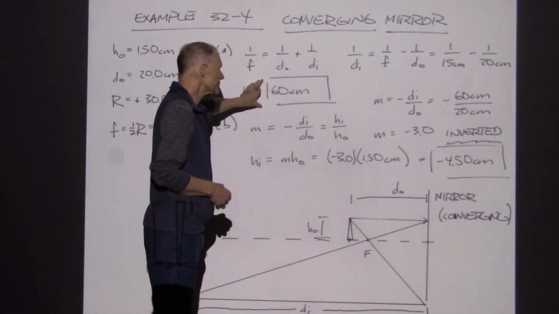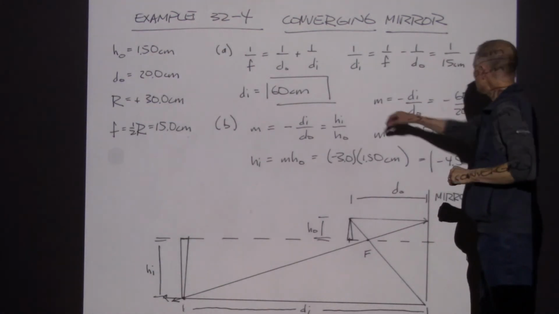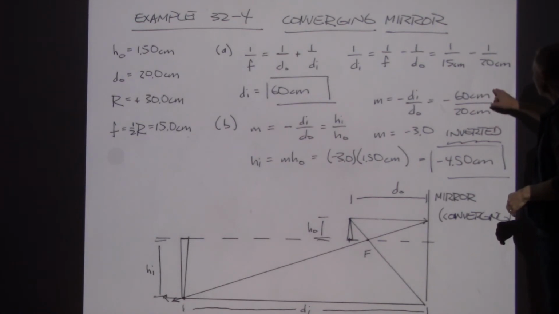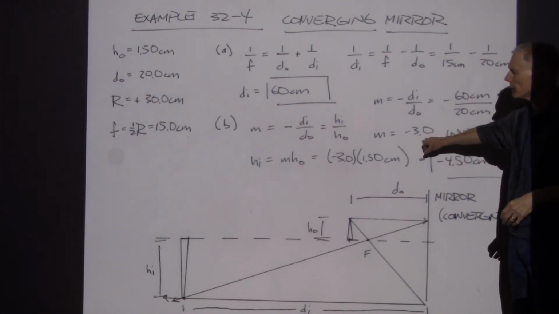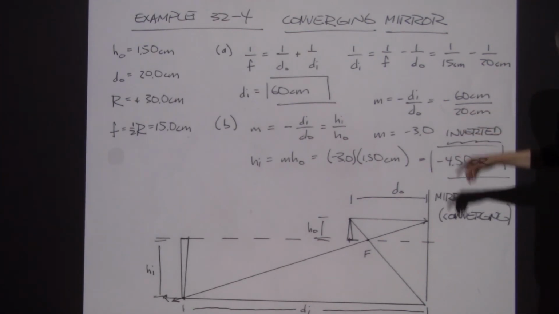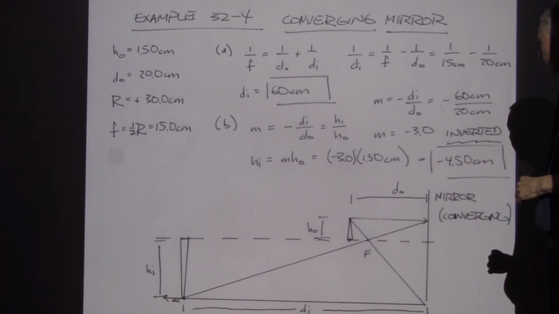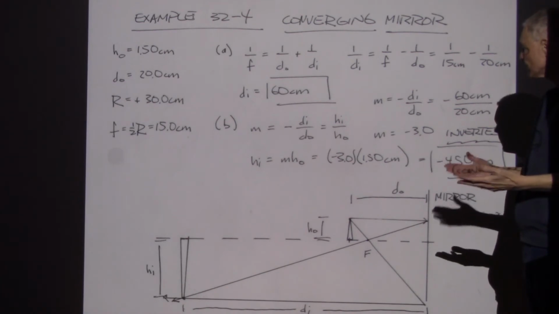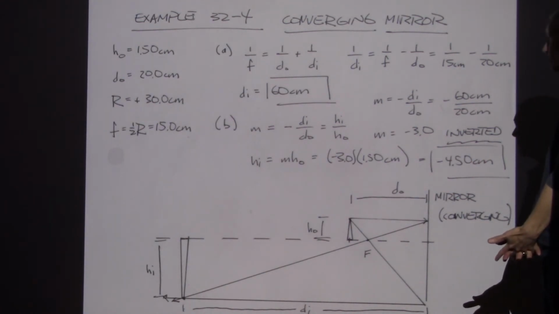So the distance here is 60 centimeters. Now I'm plugging this into my magnification formula, and my magnification formula is predicting that I'm going to get a magnification of -3. And so, yeah, that's what it looks like, right? The negative sign is telling me there's an inversion. I can see there's an inversion. And the HI is about 3 times what HO is. So it worked out just fine.